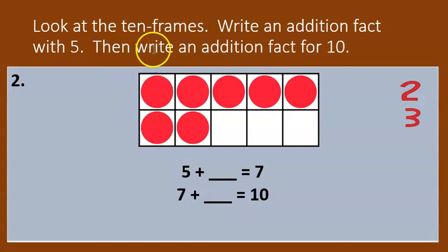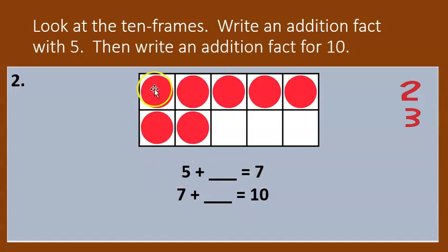Then it says, write an addition fact for 10. That's this second equation. 10 is already here for you. So they want us to use these two numbers. Now, we are given two addition equations. Watch how Mr. Begay does this so you can get it. Now, let's look here at this 10 frame. We're going to look just at this first addition equation.